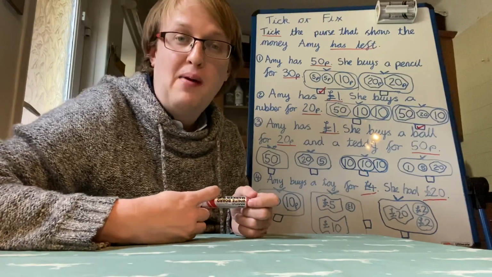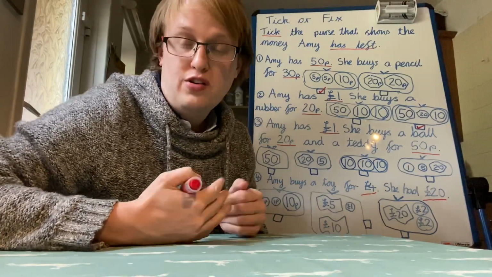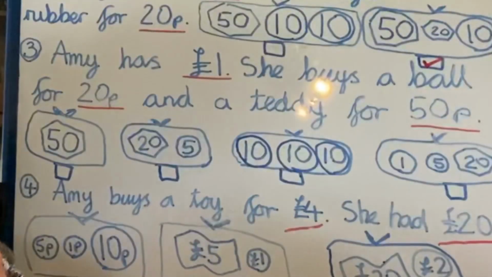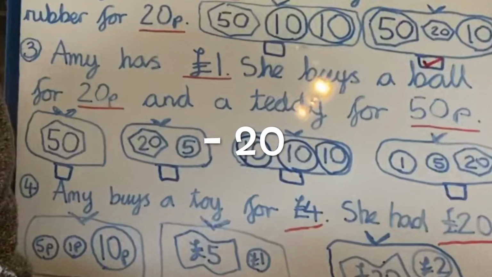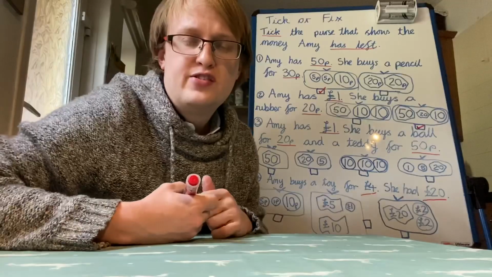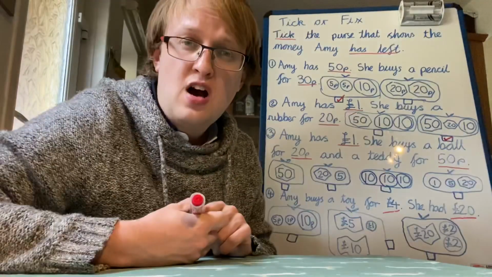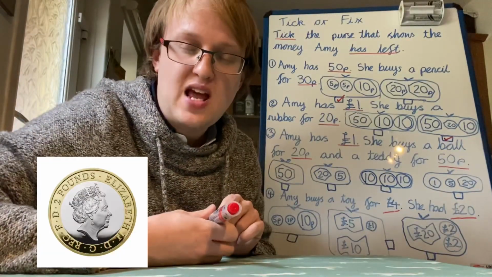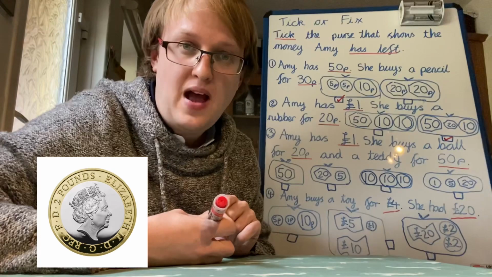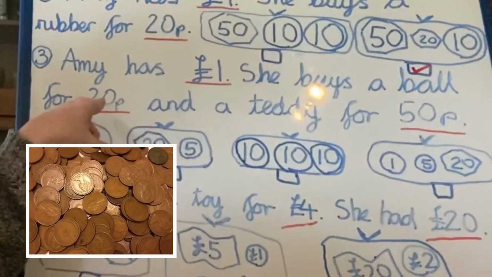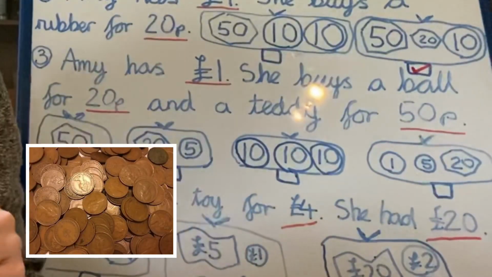Amy has £1 or 100 pence. She buys a ball for 20p and a teddy bear for 50p. So she buys two things. So this question is a little bit more difficult. She started with £1, which is the same as 100 pence. These are in pence, so let's subtract from 100.